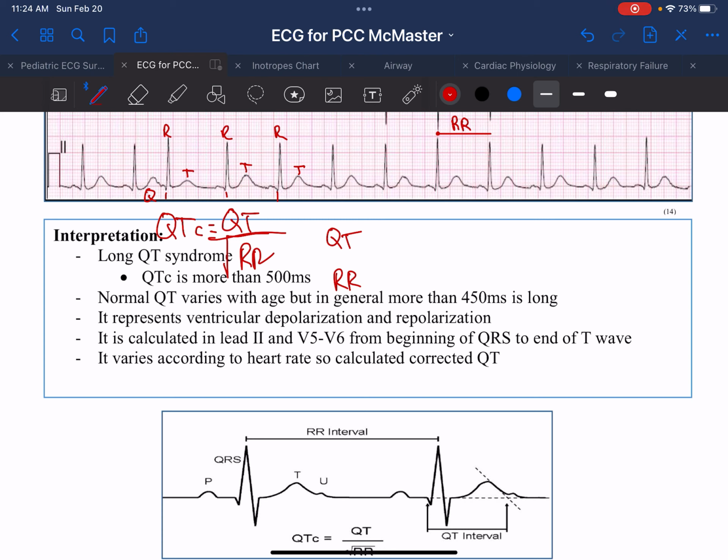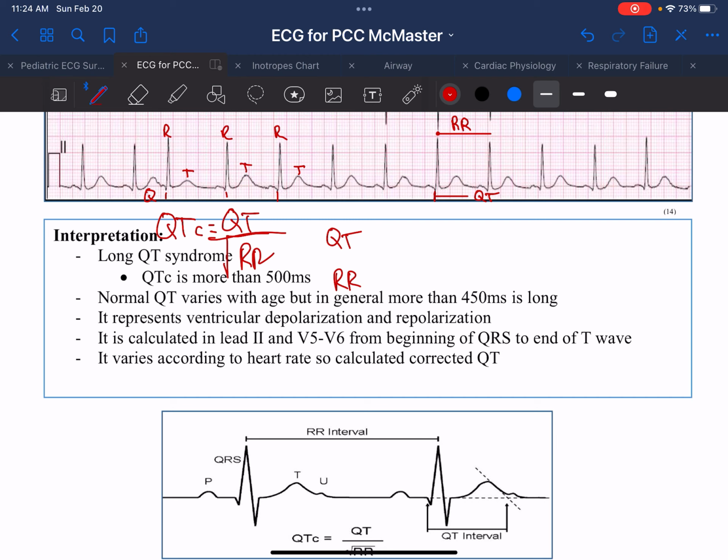We then need to find the corresponding QT interval for that RR interval. And to do that, we find the Q wave before the first R wave and draw a line to the end of the T wave, right across, as you can see there. And that's our QT interval for the purpose of calculating the QTC. The next step is simply to count up the number of small squares within each interval.